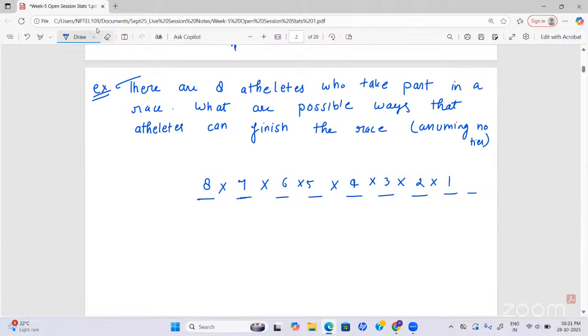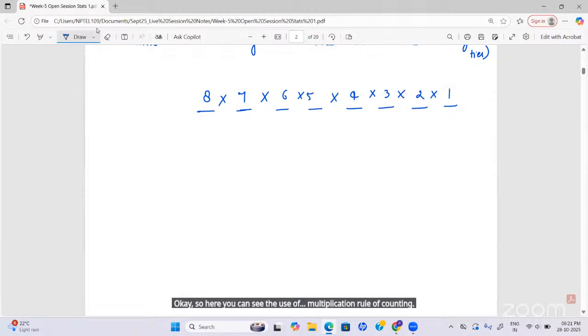Yeah, this is extra. Okay, so is this question clear to everyone? Yes, ma'am. So here you can see the use of the multiplication rule of counting. Okay, next is factorial.